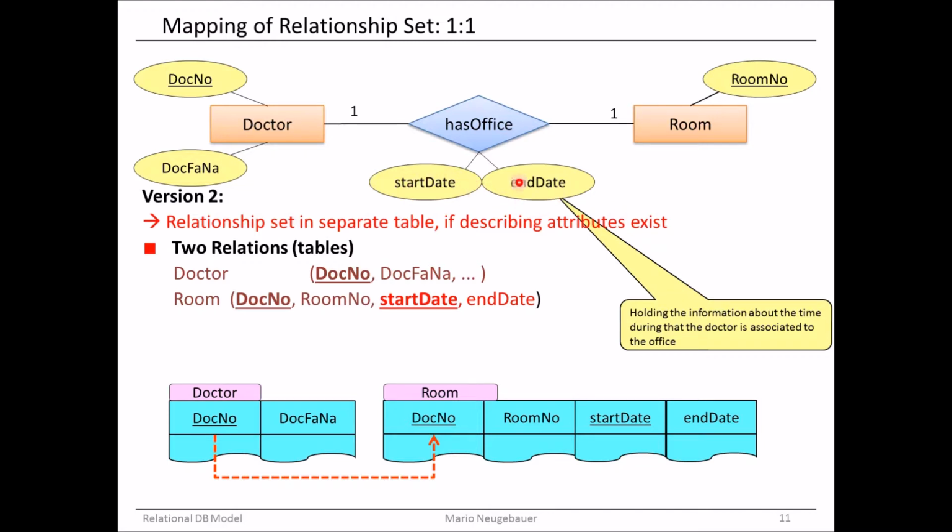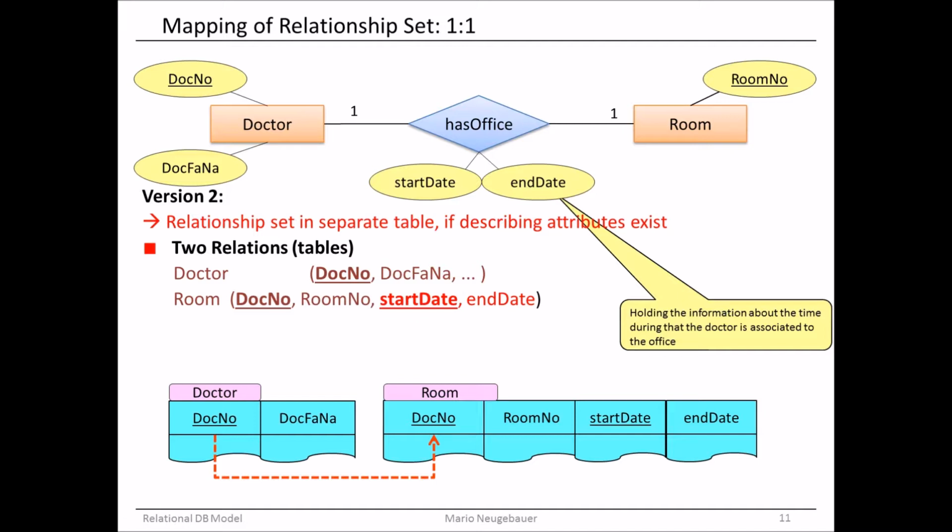We do not add the start date and the end date to the doctor because start date and end date do not describe the doctor entity set in detail. And also start date and end date do not describe the room entity set in detail. Start date and end date are most appropriate to add to has office, to this relationship set. So start date and end date describe this having an office in more detail: having an office from a certain start date until a certain end date. Additional information.